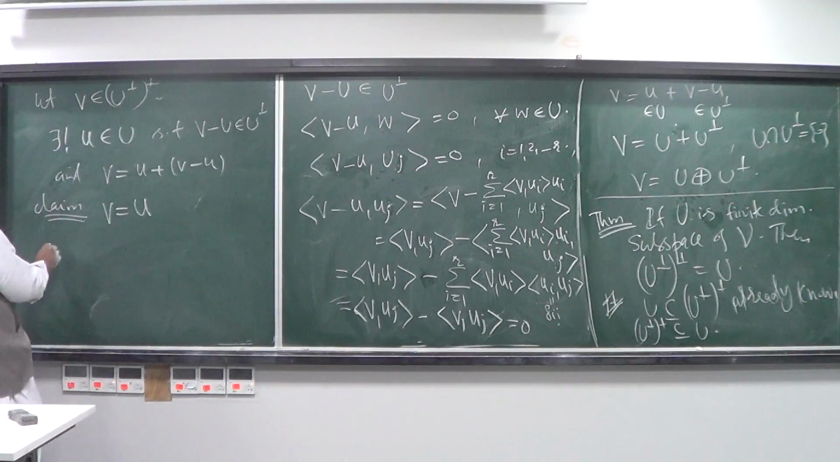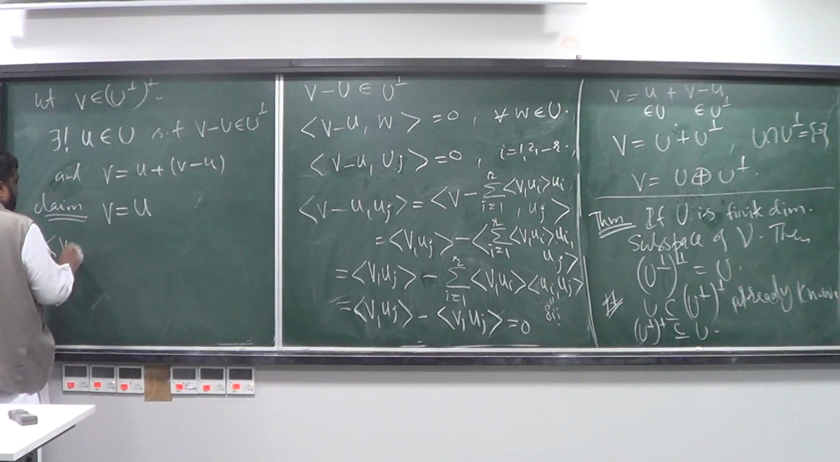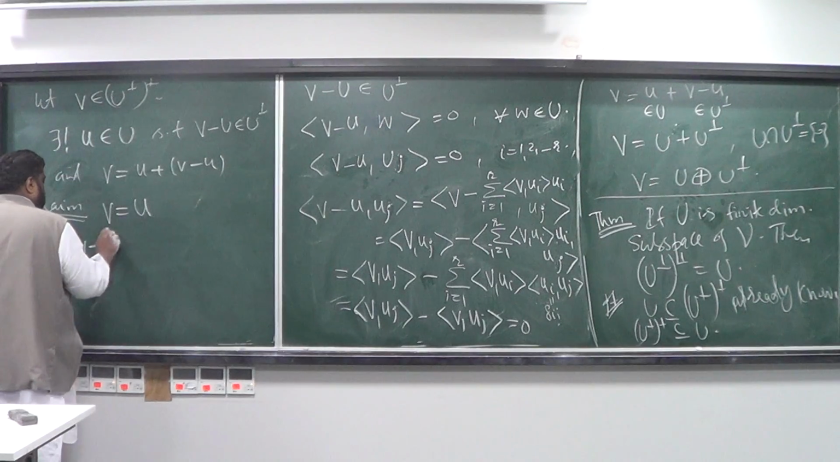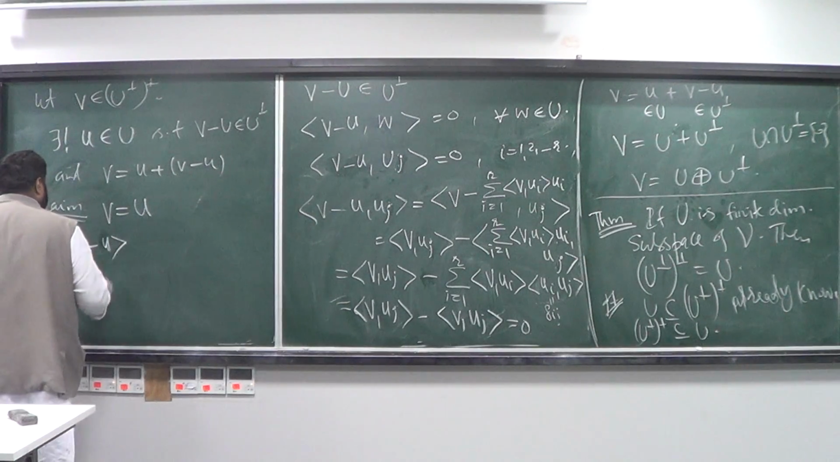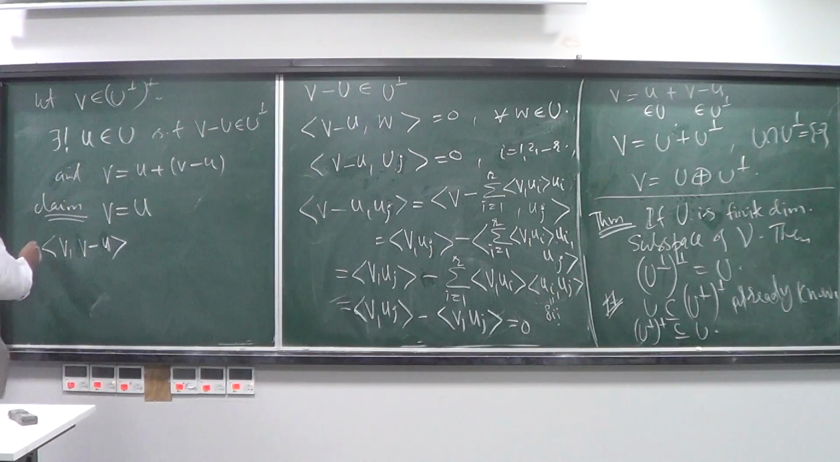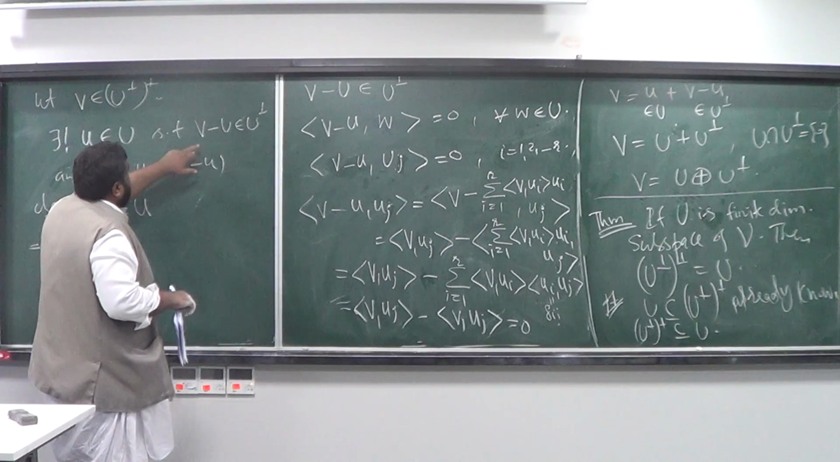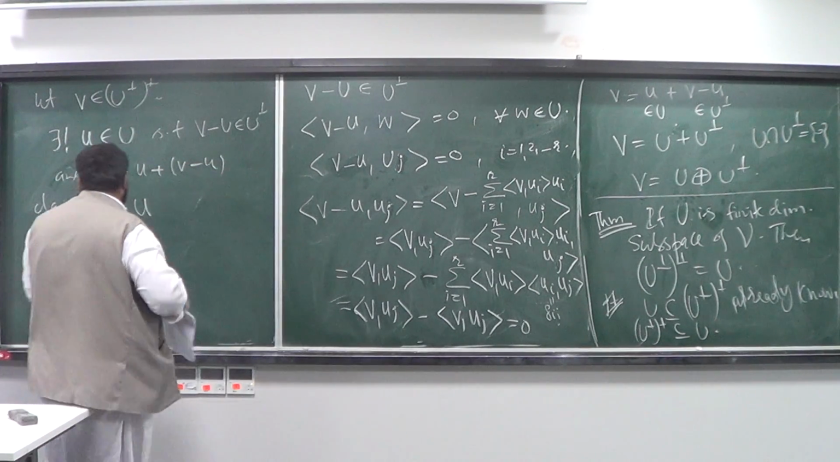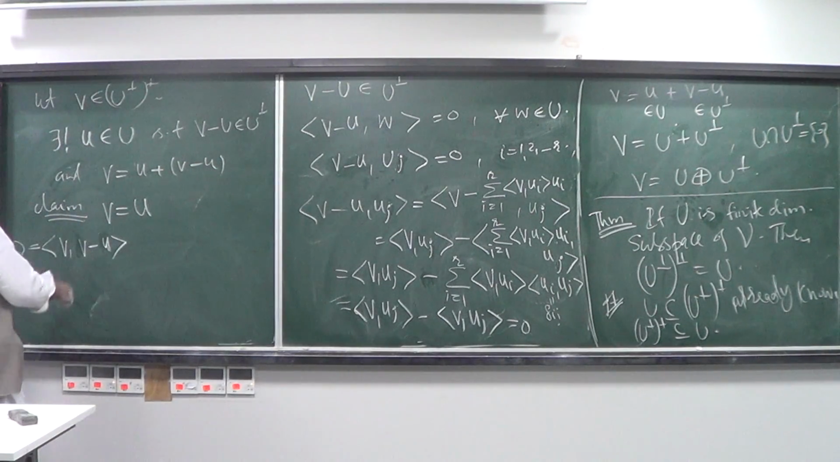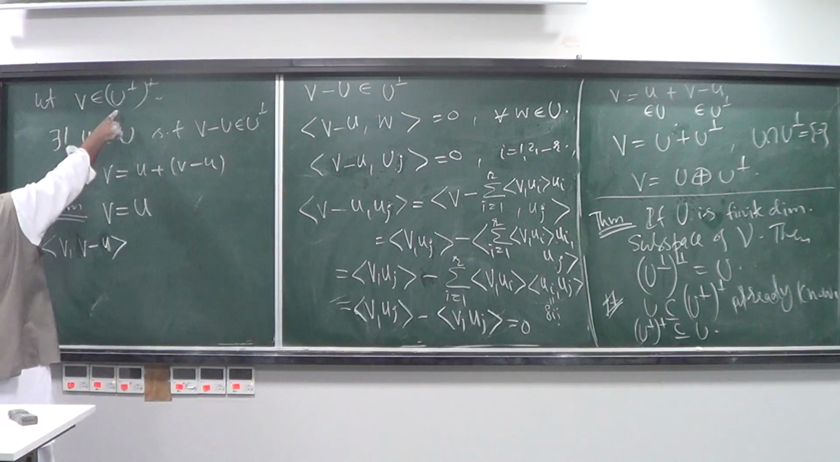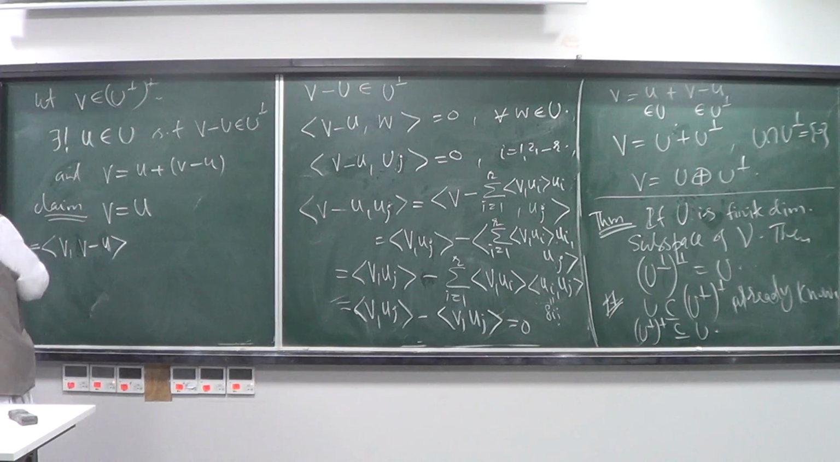And how can I show it? Take the inner product of v with v minus u. Now v is an element of U perp of the perp, and v minus u is an element in U perp, so this inner product must be 0. Because this is an element in a set, and this is an element of the perp of that set, this inner product must be 0.